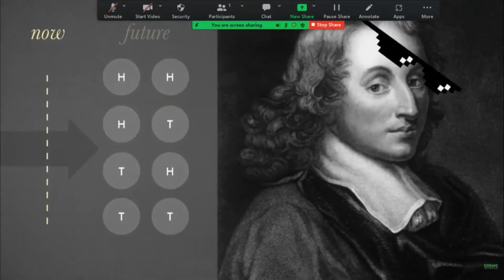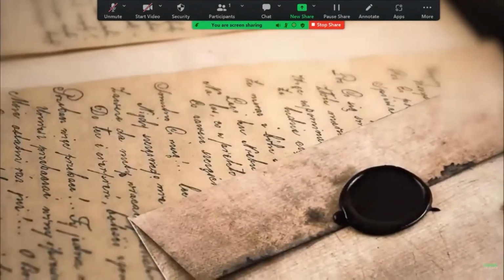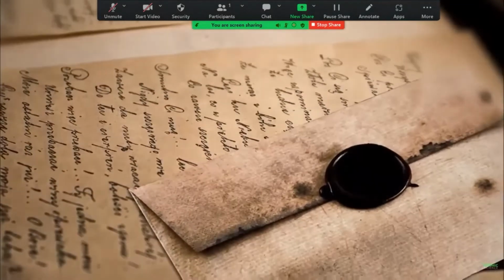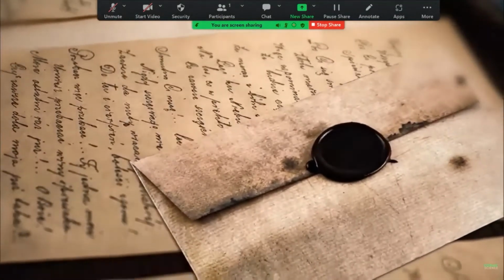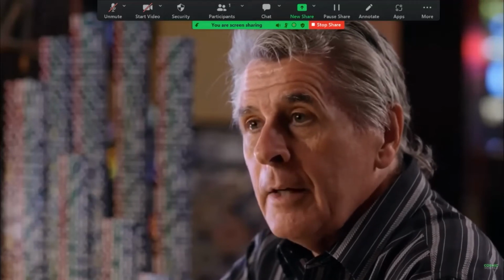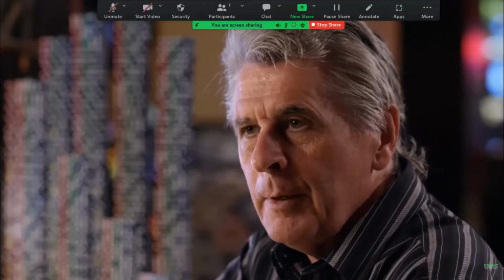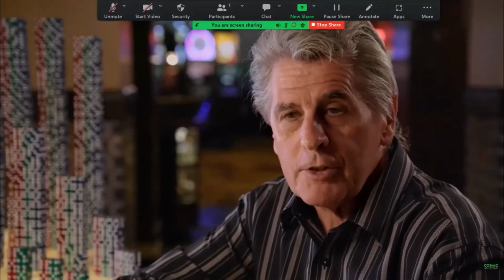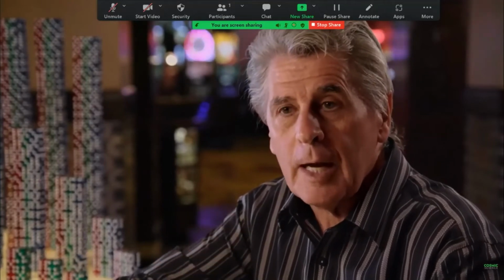Eventually, Pascal accepted Fermat's solution, as did others. And today, that exchange of letters is regarded as the birth of modern probability theory. People realized the future wasn't blank. You didn't know exactly what was going to happen, but you could calculate with great precision what the likelihood of things happening were.